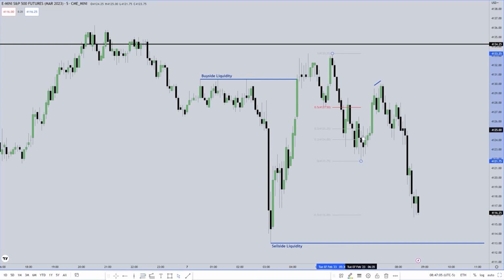High to low. This is the low that was shown as a shift in market structure. So anything at this level or higher, we want to look at that as a potential what?